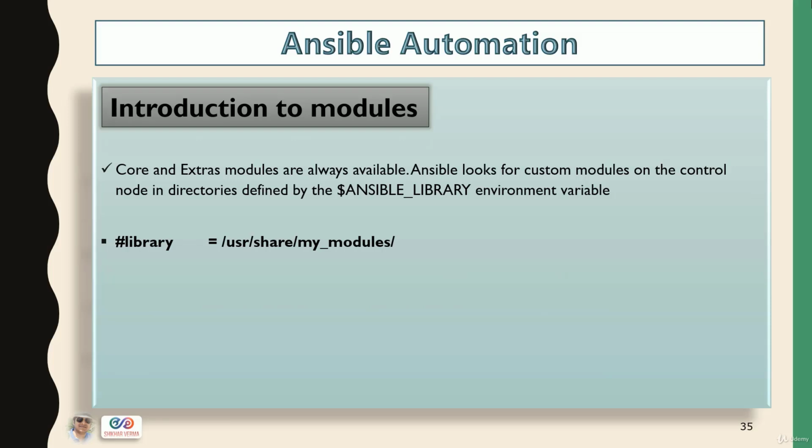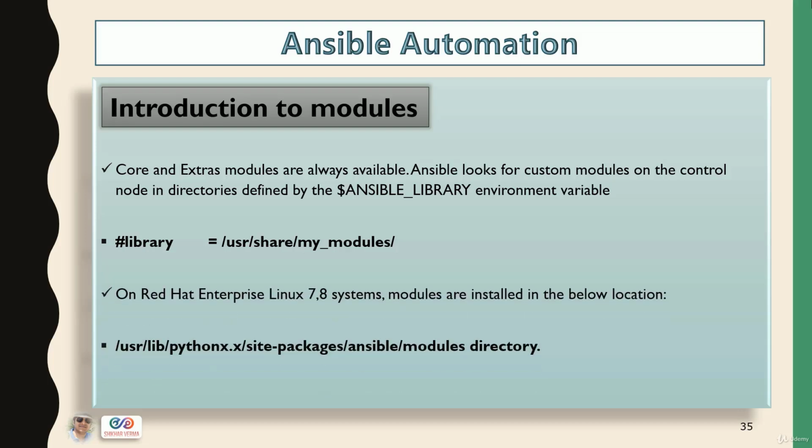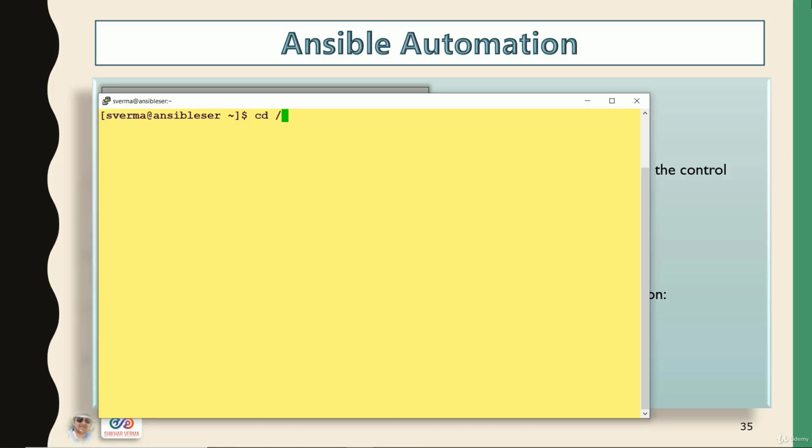Ansible looks for custom modules on the control node in directories defined by this variable. On Red Hat Enterprise Linux 7 or 8, modules are installed in the below location. So let me show you. If I want to see what all the modules we have, you have to go to this location. So this is my RHEL 8.